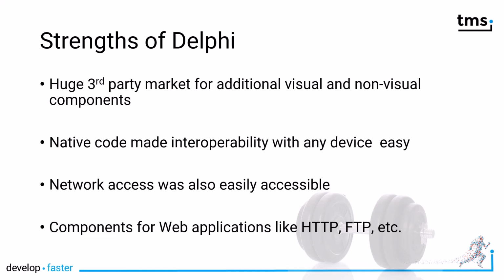Because of the object-oriented approach, it was very easy to extend the existing frameworks that came with Delphi for other companies, and that led to a huge third-party market. So it is very easy to find additional visual and non-visual controls for Delphi. Also, interoperability with any device was very easy due to the native code that Delphi produces. Also, even though we're talking Delphi 1 times, network access was easily possible. Today we have components for HTTP, FTP, and all other protocols that are part of the ISO OSI model.